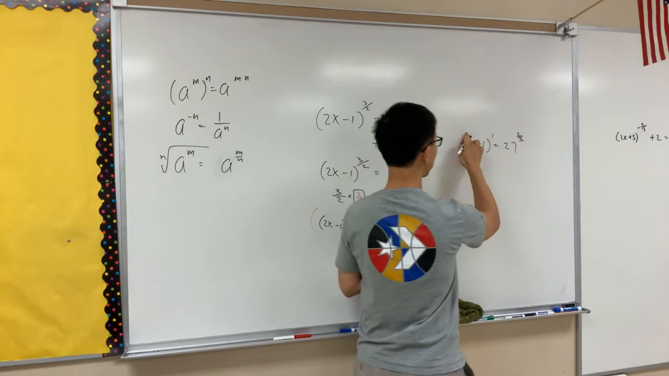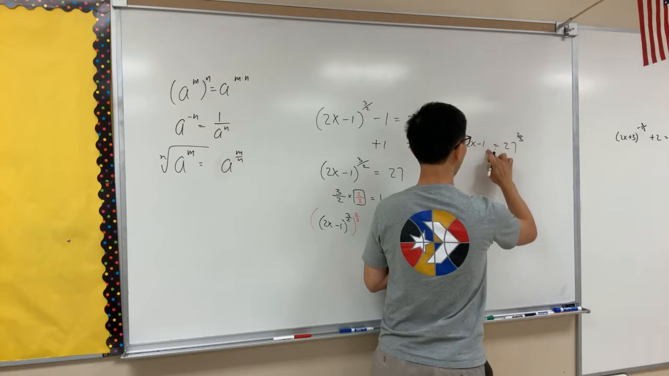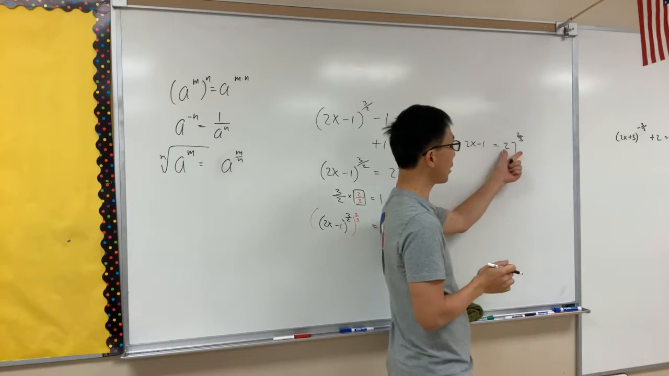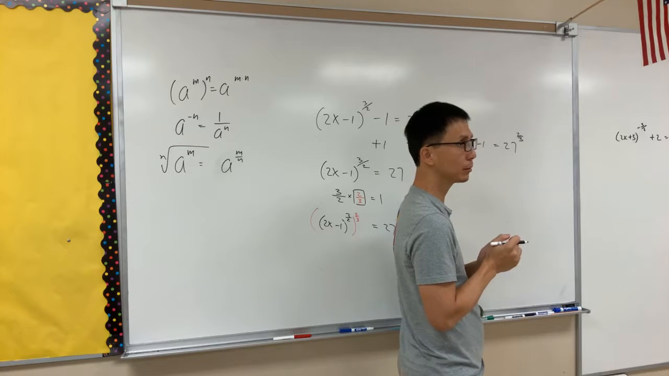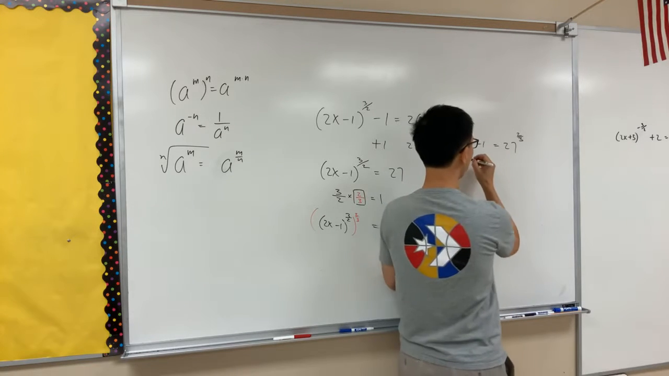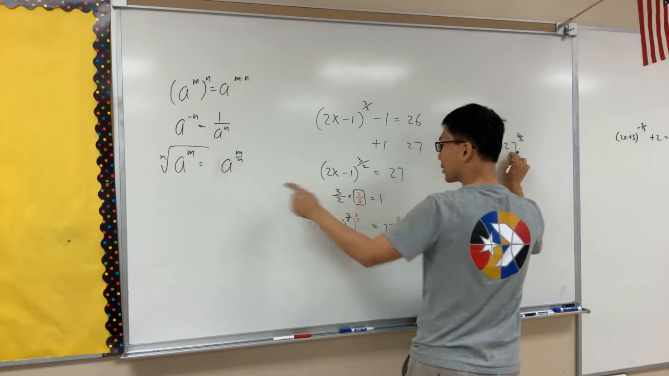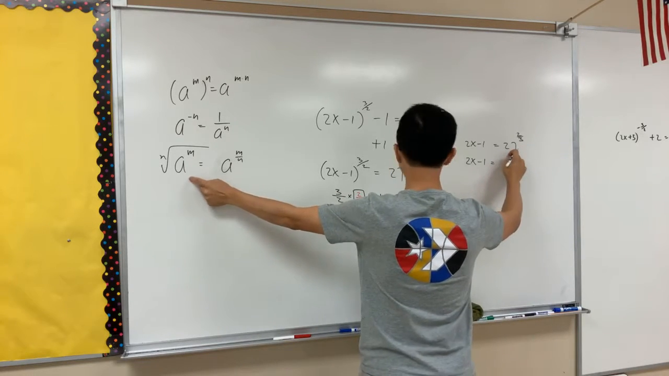Now I can drop this parentheses already because 1 power is fine. Anything to the 1 power is that. So now we just have to figure out what's 27 to the 2/3 power. A lot of you guys still have problem with this, but here's 2x minus 1. We're going to use the definition radical. Write it like this way.